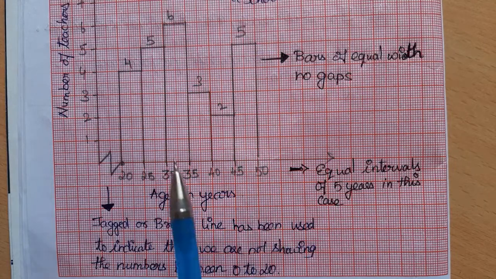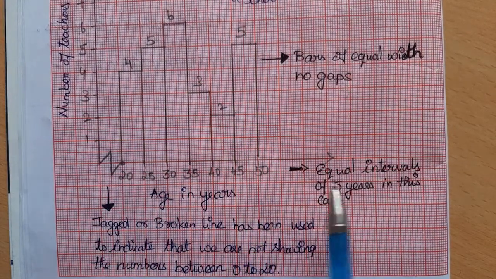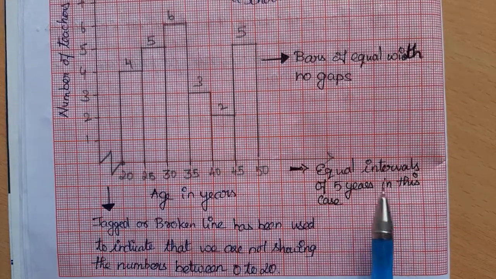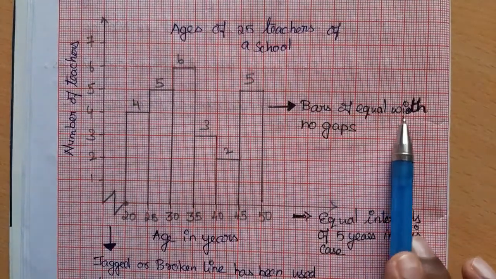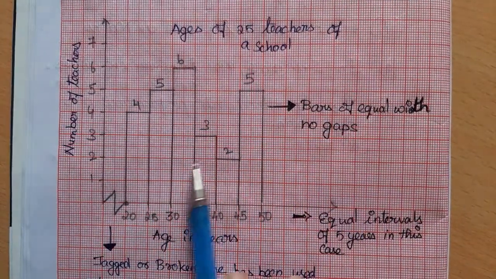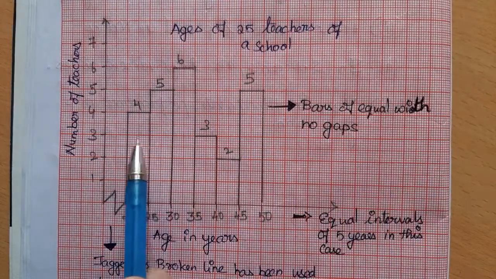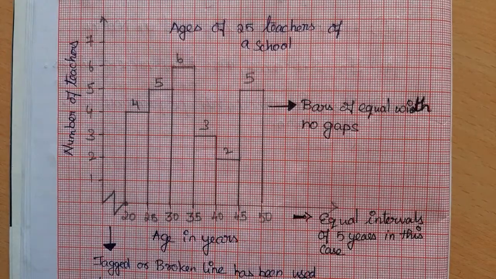What we are showing is enough to display on the horizontal line. And make sure that it has equal intervals. This is very important. One more thing: the bars have no gap, and the bars have equal width. The width will be equal, each 1 centimeter. Make sure you draw each as 1 centimeter.